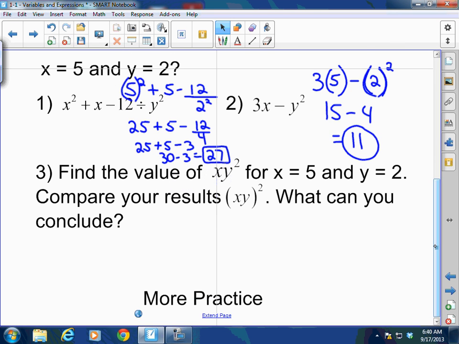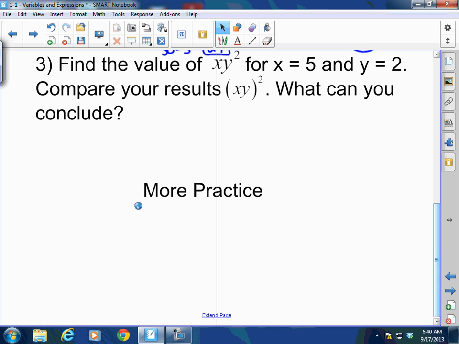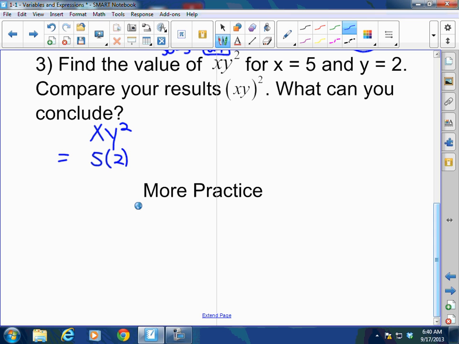Okay. How about find the value of x times y squared for x equals 5 and y equals 2. And then I want you to compare your answer to (xy) squared in parentheses. What can you conclude? All right. Let's first try x times y squared. Well, I have x is 5 times y is 2 squared. And please be careful, do not multiply 5 and 2 first. Follow the order of operations.